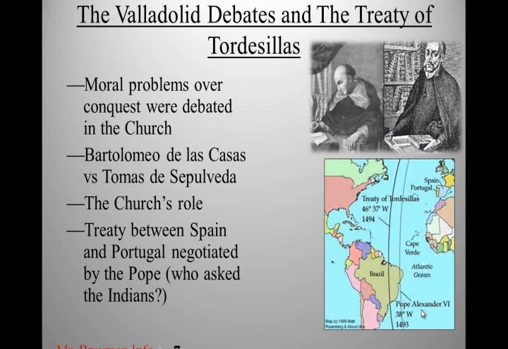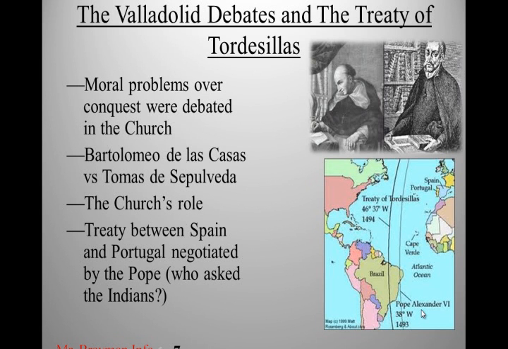In many ways, the church kept the situation from becoming as bad as it could have. In other situations, the church was willing to help out because they saw profits in their own power. But the Valladolid debate was kind of this fascinating moment in world history where Bartolomeo de las Casas and Tomás de Sepúlveda had this big debate in the city of Valladolid in Spain about whether or not Native Americans were human and what kind of rights Native Americans should have and whether Native Americans could and should become Christianized.